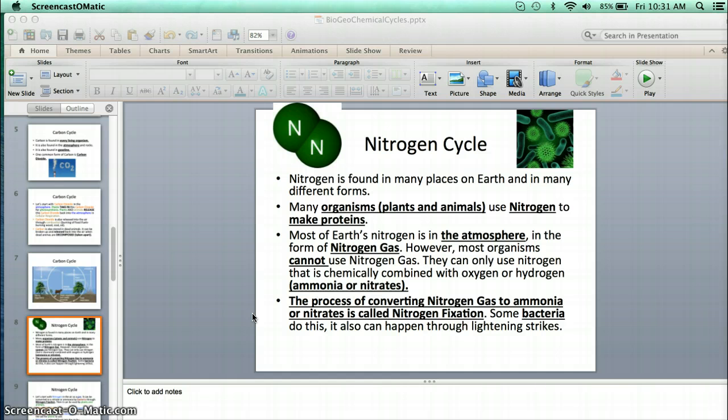Okay, so we do use nitrogen, plants and animals use it, and it's also located in the atmosphere as nitrogen gas. Bacteria are the ones who do this nitrogen fixation process that converts nitrogen gas to ammonia or nitrates. This is going to be important for understanding the nitrogen cycle.